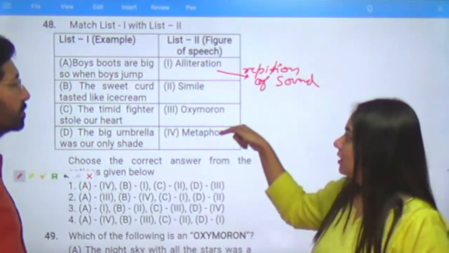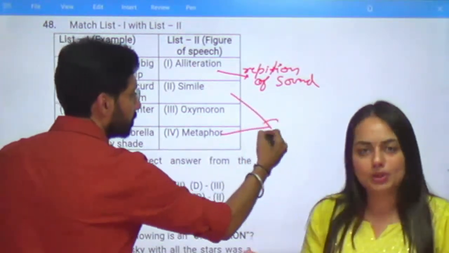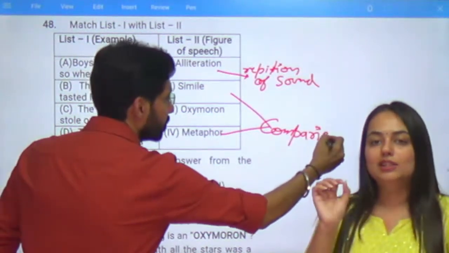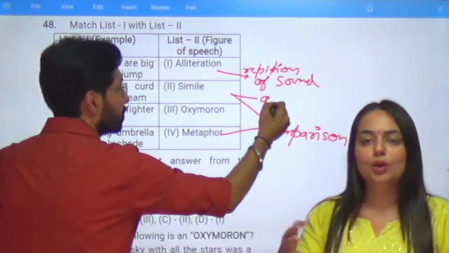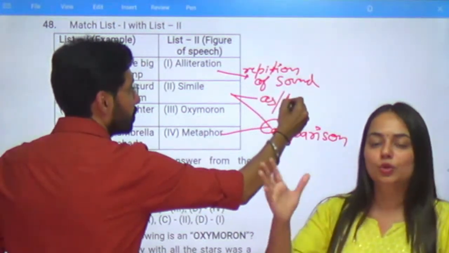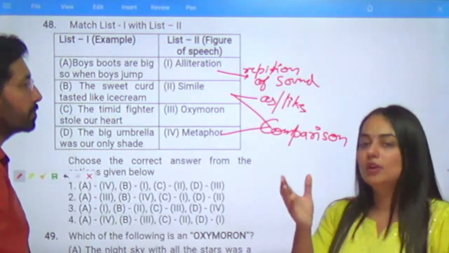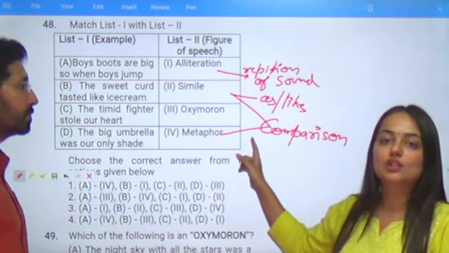Simile and metaphor, they are both comparison of two things. Two incongruous things it can be, but there will be some kind of similarity between the two. It's just that in simile, the similarity will be explicitly given to you. Bahut hi clear aapko dikhega ki in dono mein comparison hai, because there will be usage of words like as and like. Par metaphor mein, comparison mein as or like nahi hoga.